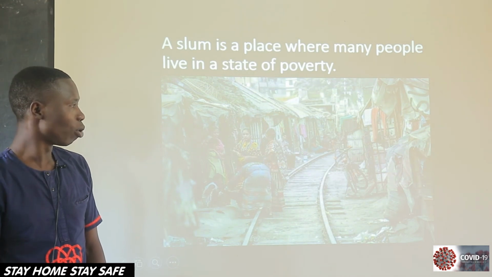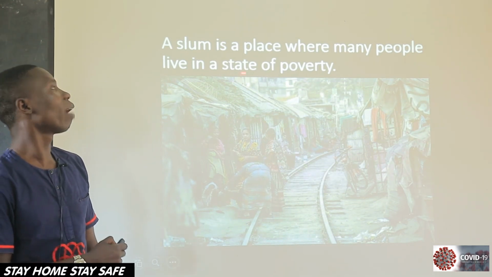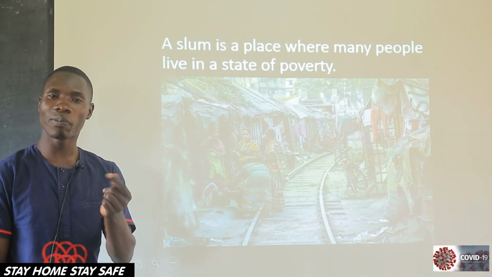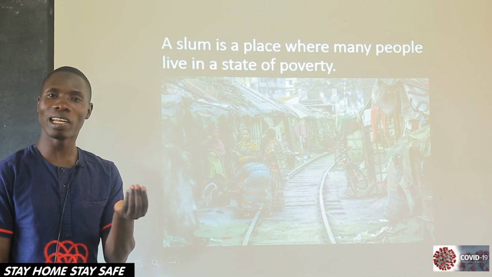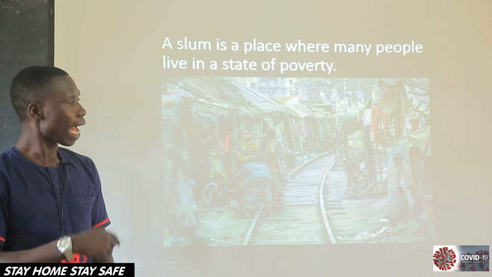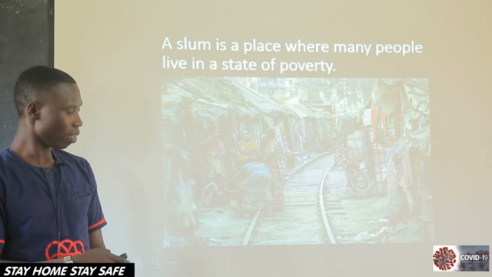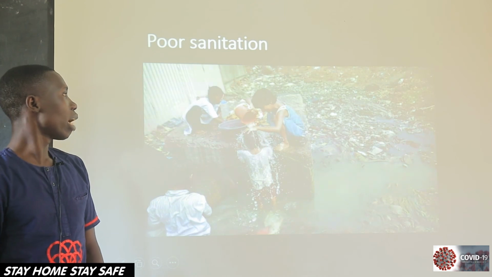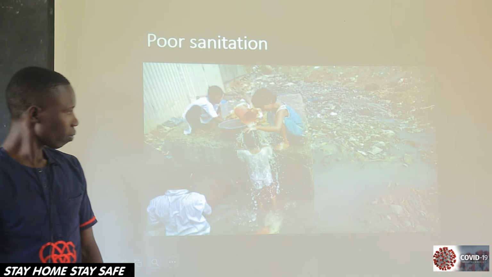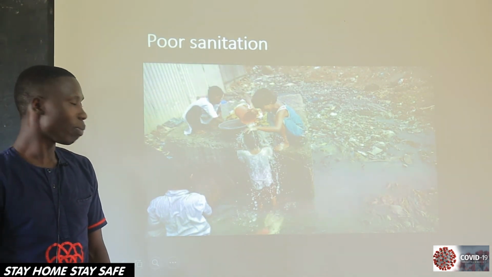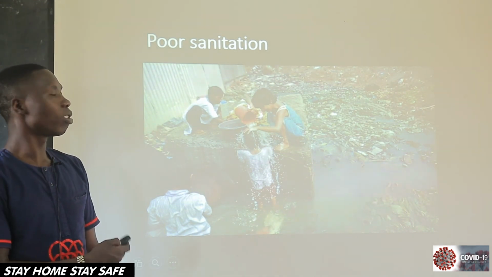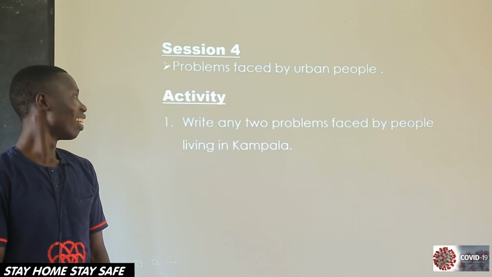Some of you call it ghetto, but it's called a slum. A slum is simply a place where many people live in a state of poverty. They don't have money. They don't understand money language. So such places come as a result of high population, and this happens mainly in urban areas. Now friends, poor sanitation, you can see my friends here. This place is a dumping site, but friends have gone to collect water. You can see. So this also causes easy spread of diseases.